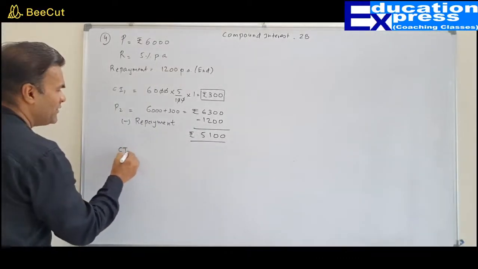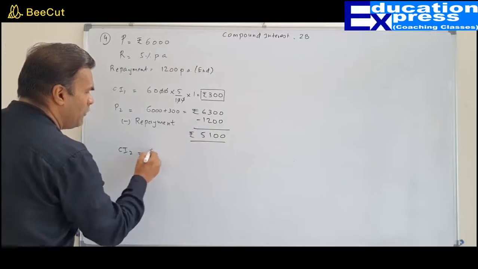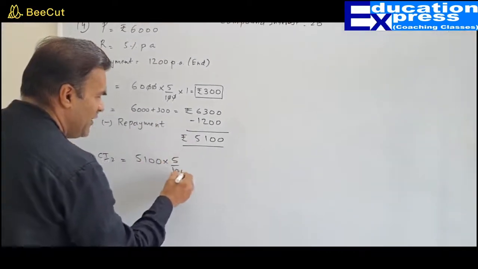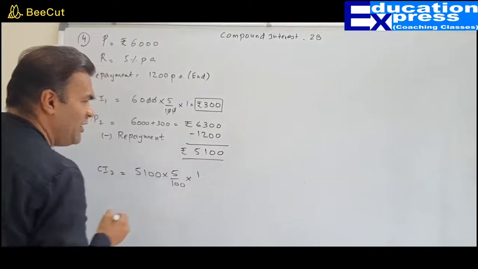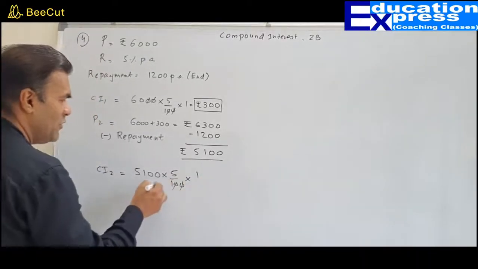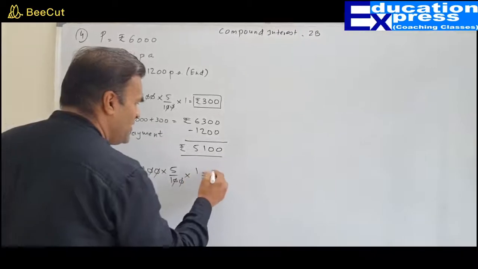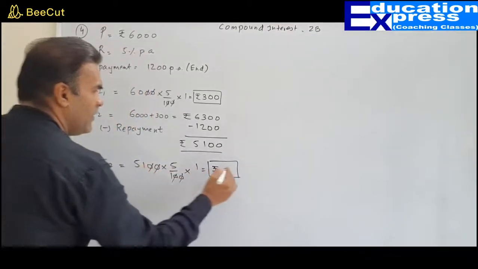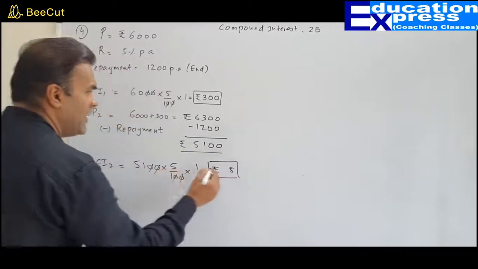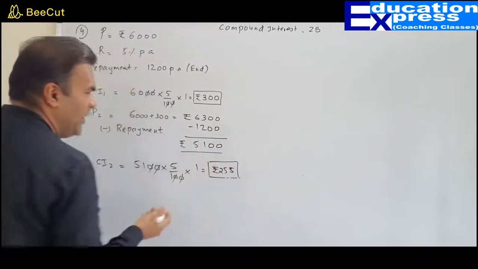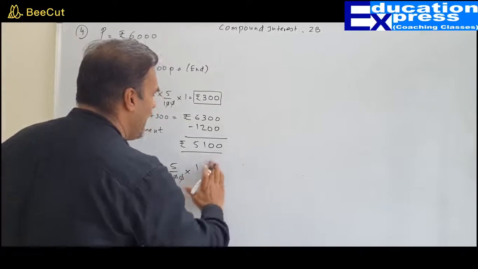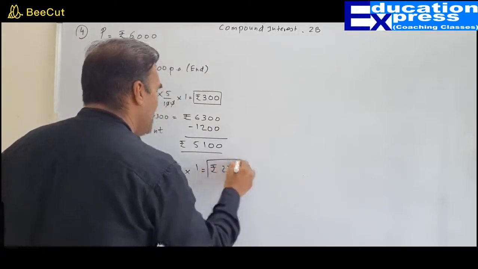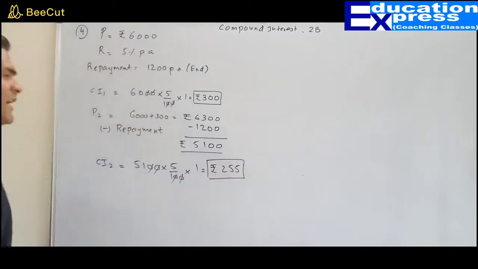Now compound interest for second year would be on rupees 5,100 at 5%, for 1 year. So how much is the amount of interest? Can anyone tell me? 5 5s are 25. In short, 255 rupees. Rupees 255 is the amount of interest for the second year.